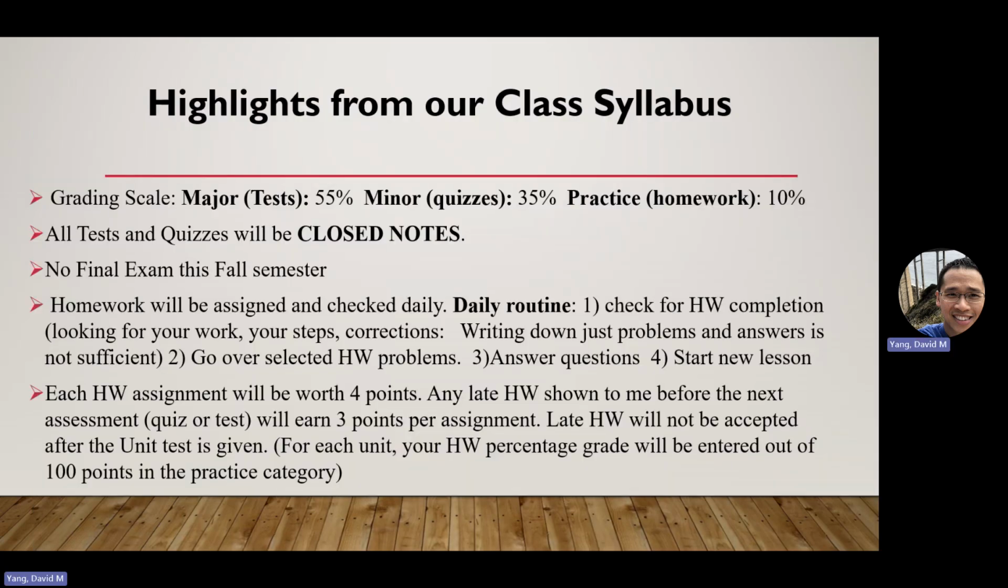I'm going to highlight a few things from your class syllabus. The grading scale is the same across all your classes. Major test, 55%, minor quizzes, 35%, practice, 10%. Now, for some of the smaller units, I may just have a quiz grade for that unit. And then for a larger unit, I may have a minor and a major assessment. It just depends on the unit.